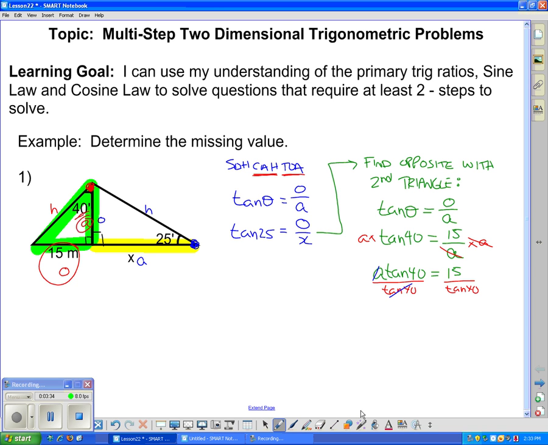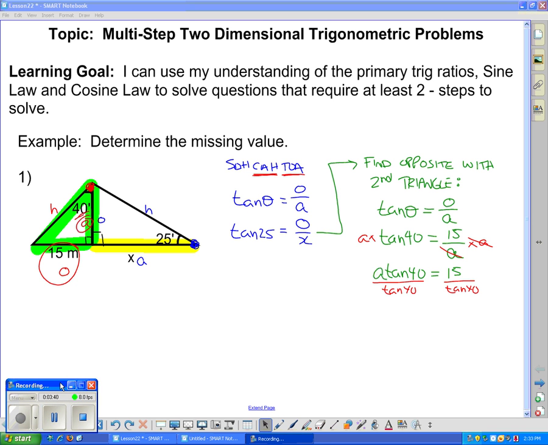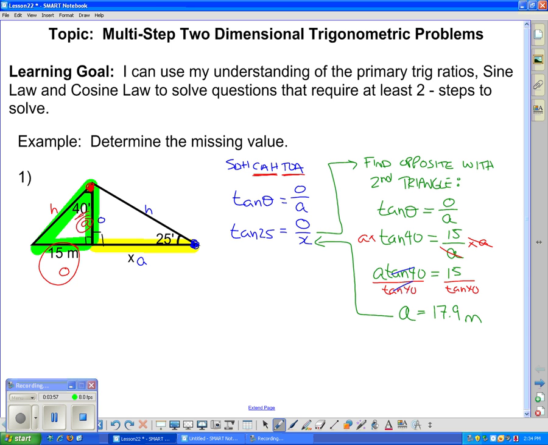I kind of erased the wrong one here. There we go, tan 40 I should be crossing out. So I'm left with A equals, and now you go to the calculator and do 15 divided by tan 40, and you get 17.9. And we're working in meters. So now I take this answer and return to where I left my original part of the question, and now I can continue on. So tan 25 equals, well, that adjacent side from the green triangle is actually the opposite side from the blue. So 17.9 over x.